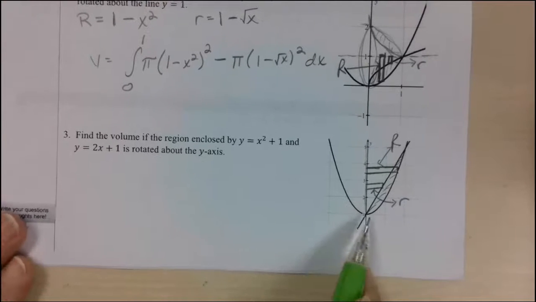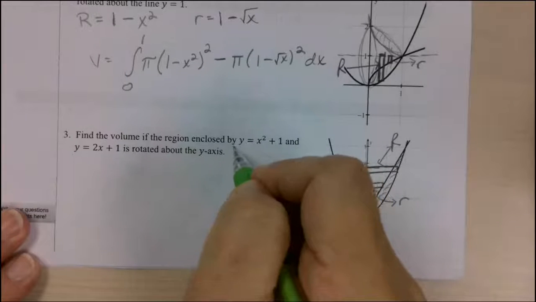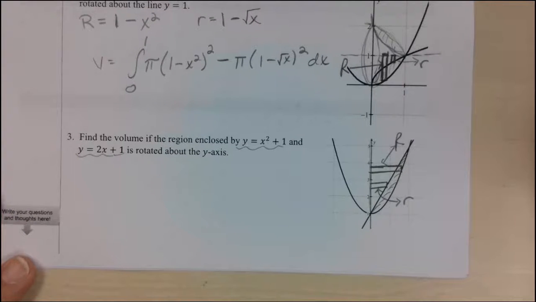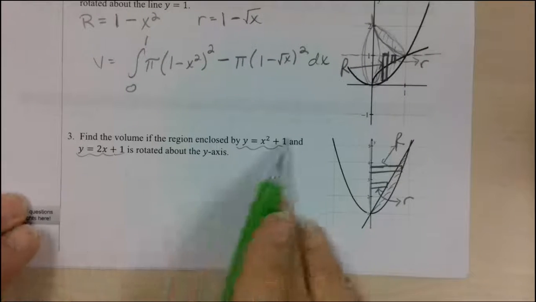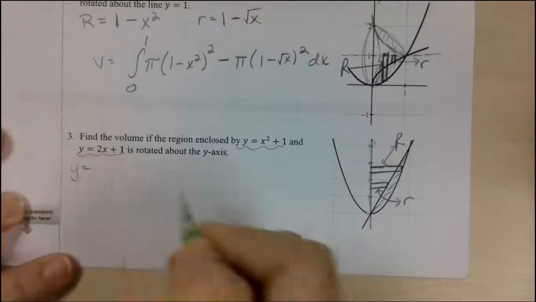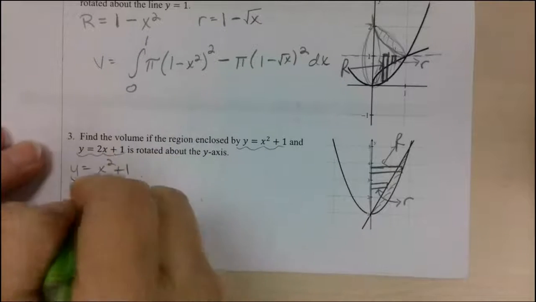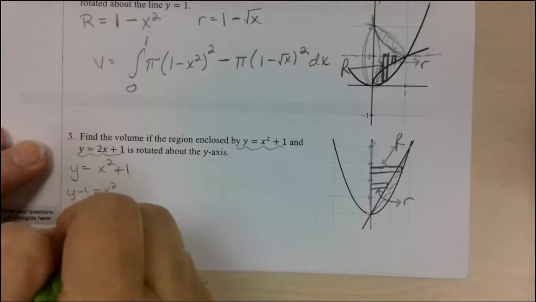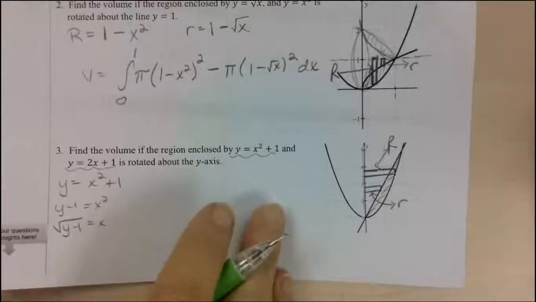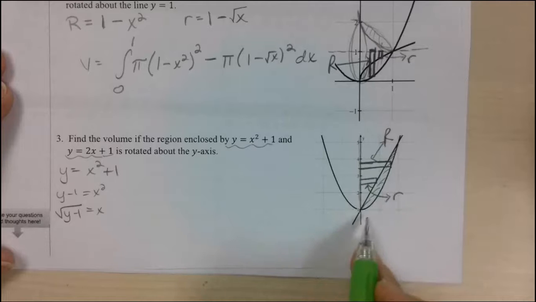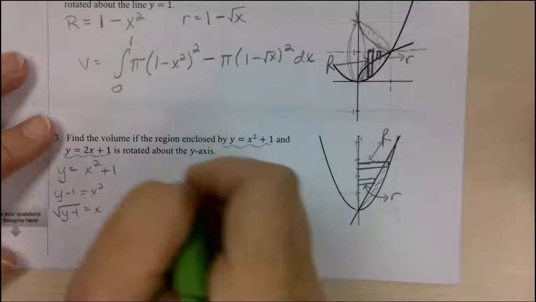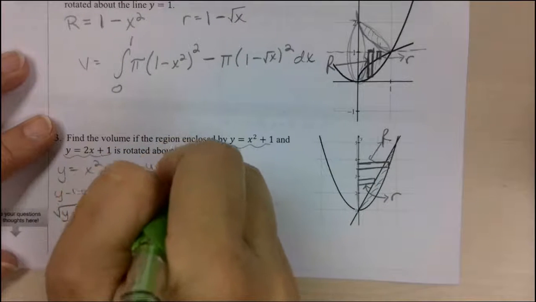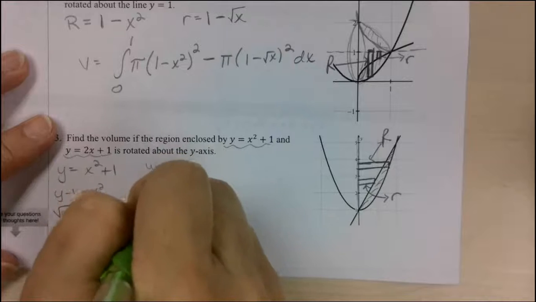So this integral does need to be in terms of y. Notice here, though, our equations are both in terms of x. They're solved for y. If I'm doing a dy integral, I've got to have my equations solved for x. So let's start with this one. So x squared equals y minus 1. X is going to be the square root of y minus 1. And we can go with the positive side of that because we are here in the first quadrant. And then y equals 2x plus 1. X equals y minus 1 over 2.